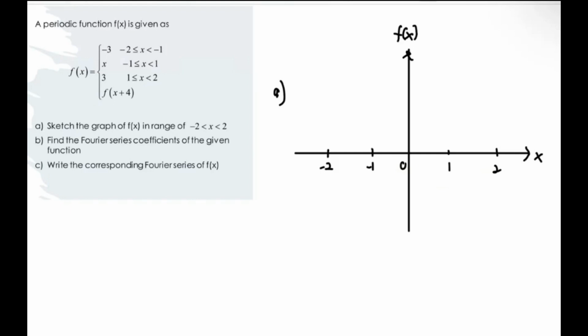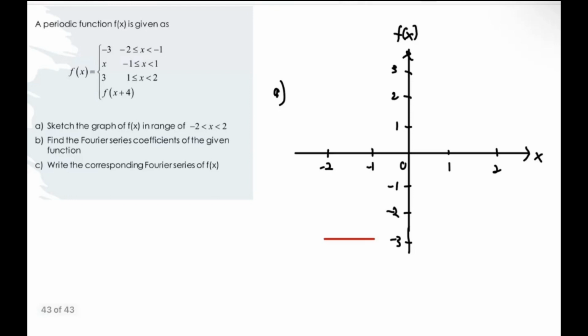So we have -3 and 3. So 1, 2, 3, 1, 2, 3, -1, -2, -3. So in the range -2 to -1 equal to -3. So here, in the range -1 to 1 equal to x.